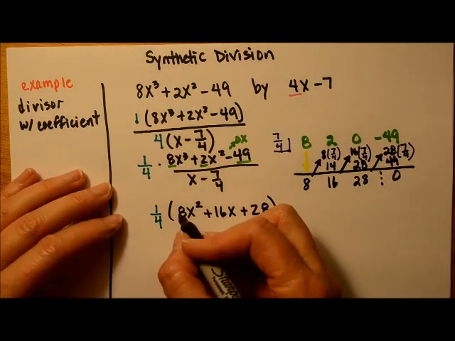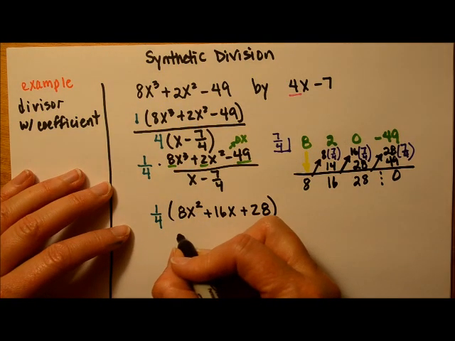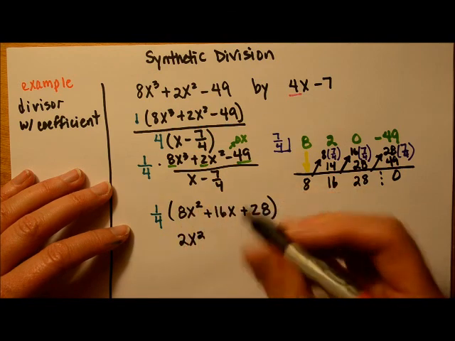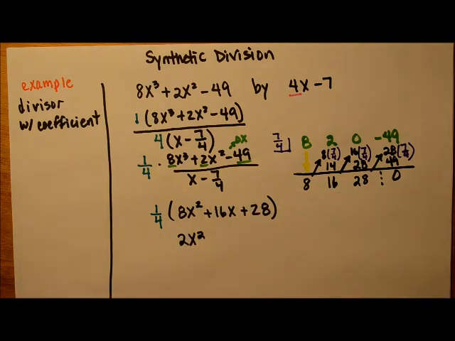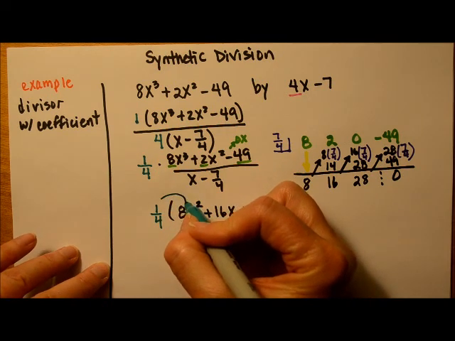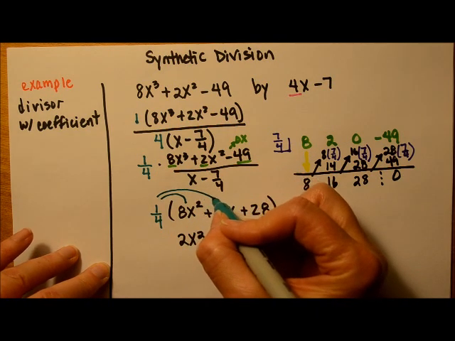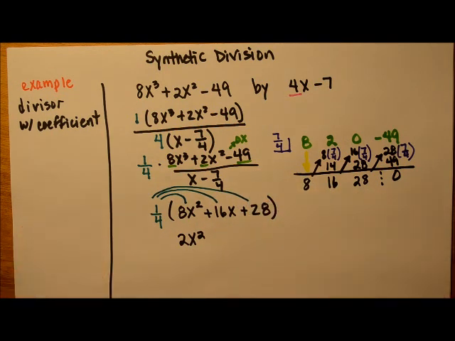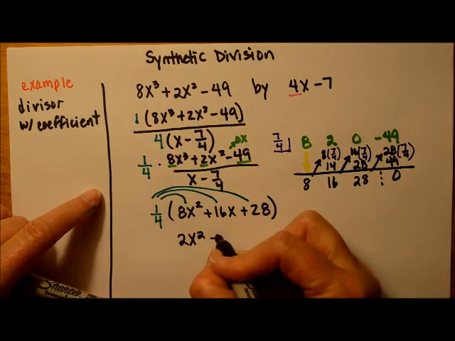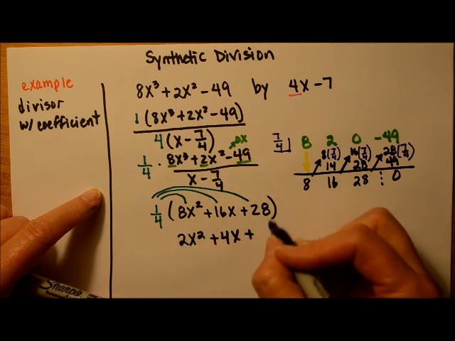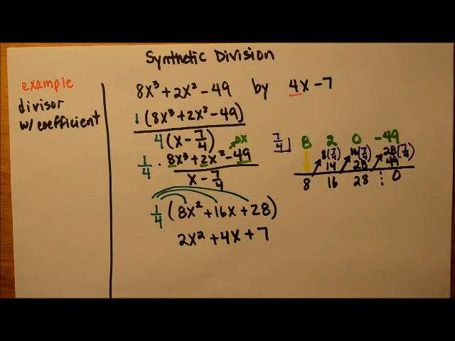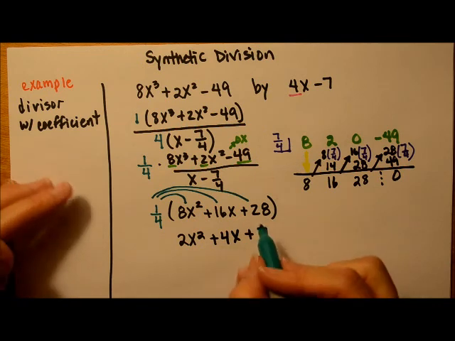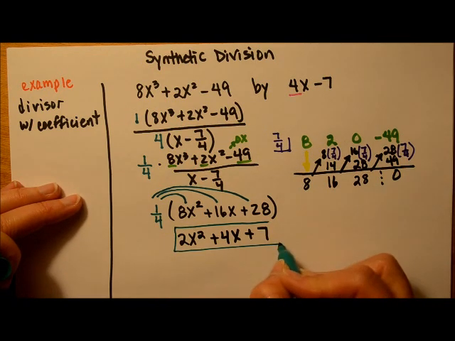Well, 1/4 of 8 is 2. So I have 2x squared. I'm just using the distributive property here. That's all I'm doing. And of course, you got to be able to do fractions because you're in upper level math. And if you can't do fractions in upper level math, then you need to figure them out. 1/4 of 16 is 4x. And 1/4 of 28 is 7. This is my answer. So I had to multiply through by that 1/4.